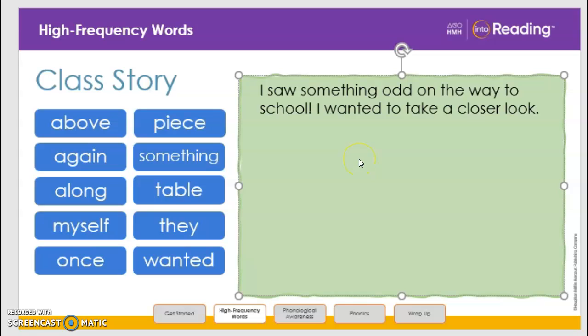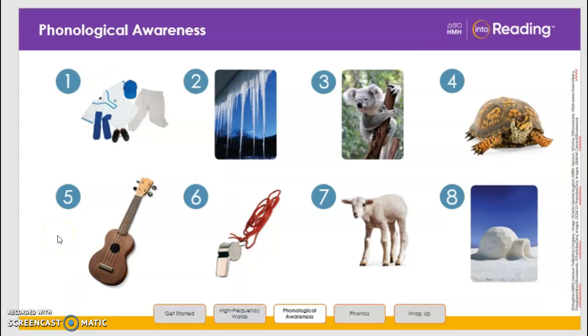So the first word that I chose to use was something. And my sentence is, I saw something odd on the way to school. And then the next word I chose to use was wanted. I wanted to take a closer look. Now it is your job to use the rest of the words and finish our story. Please feel free to send me your stories that you wrote. I would love to hear them.